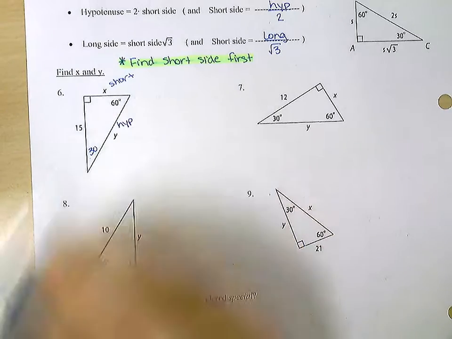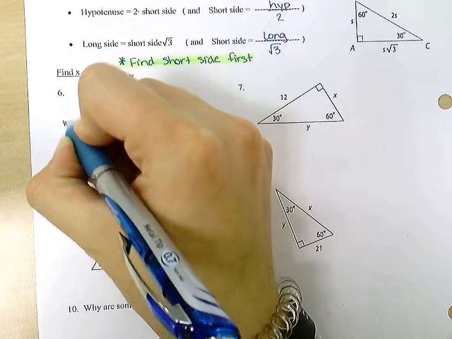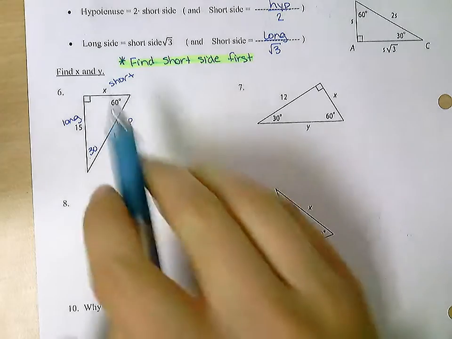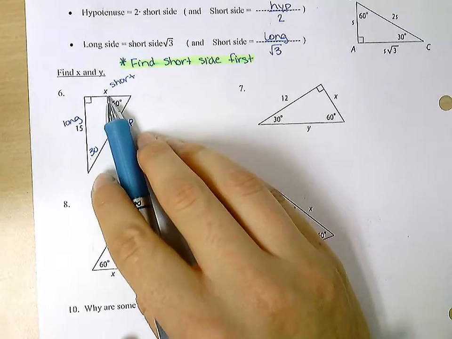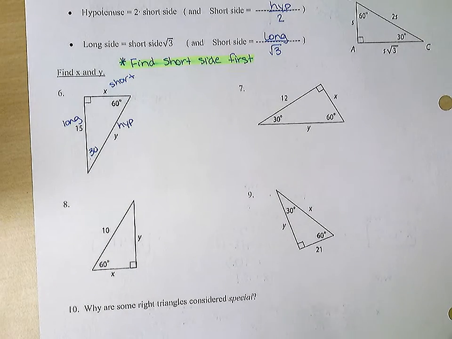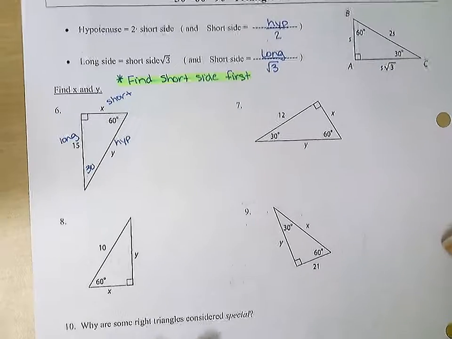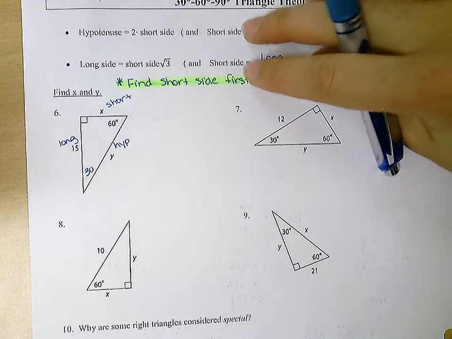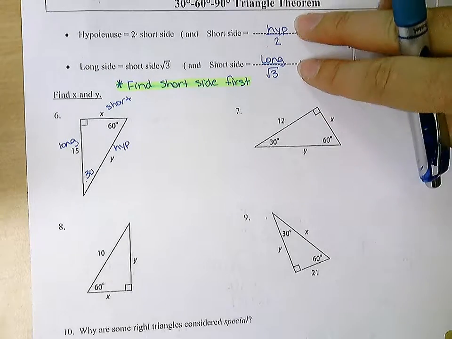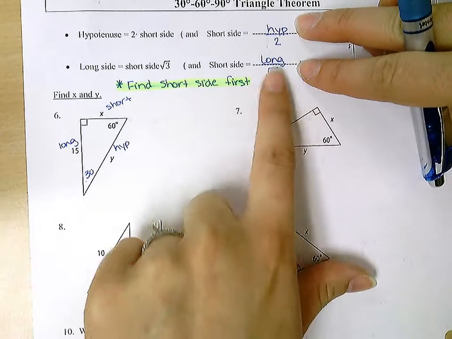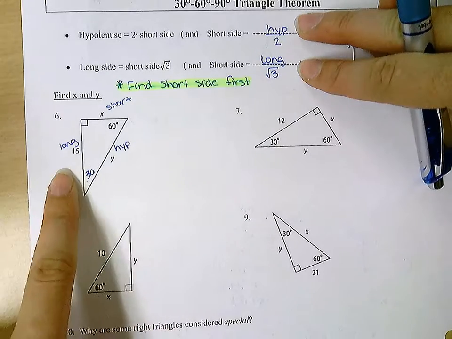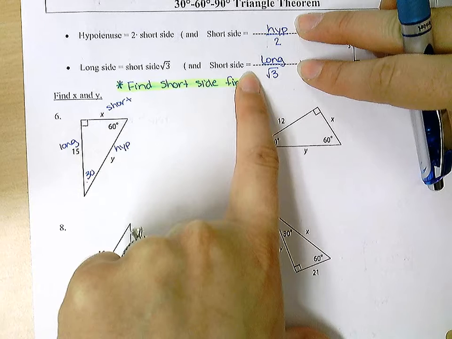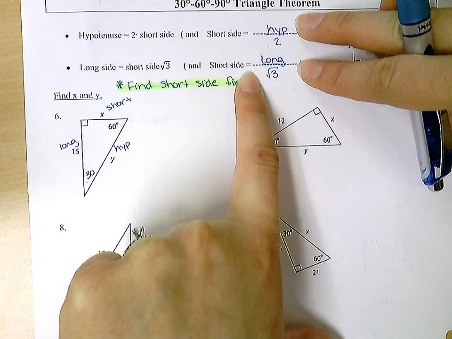And then opposite the 60-degree angle is the long side. So I'm not given the short side. That's one of my variables. That means I need to find that one first. So I need to look at my rules that say short side equals. I have two. These two say short side equals. I need to decide if I have the hypotenuse or if I have the long side. Well, in my triangle here, I'm given the long side. So that means I need to use this rule right here and just plug in what I know.